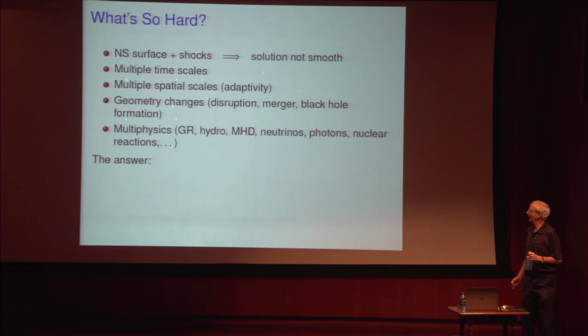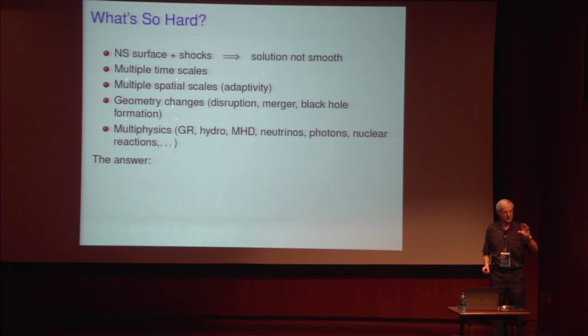Why is it hard? Well, as I said, there are shocks and surfaces. The solution isn't smooth. There are multiple time scales. There are dynamical time scales of stars. There are longer time scales for the gravitational waves. All kinds of multiple spatial scales. The geometry changes. You can have a disruption. You can have two objects merging into one. And, of course, all the multi-physics that needs to be done. So currently, we have finite differencing as our standard tool, which I said is not going to be able to do all these things. And also, especially with multi-physics, we have different ways of doing finite differencing for each kind of physics. And then when you try to put them all together, it becomes very complicated.